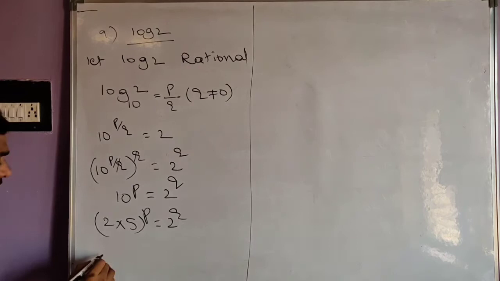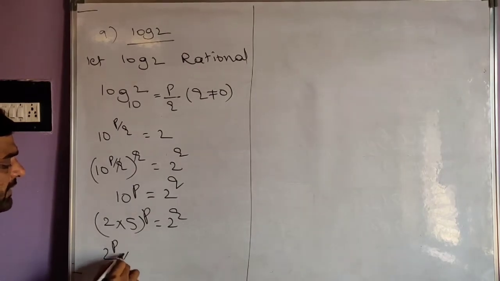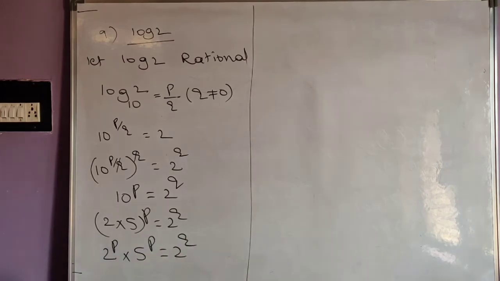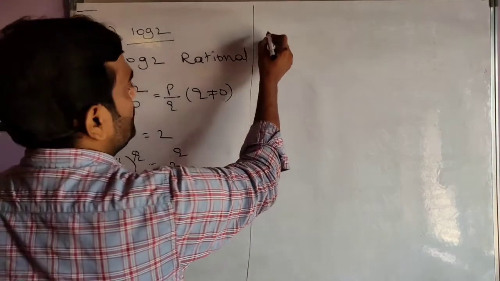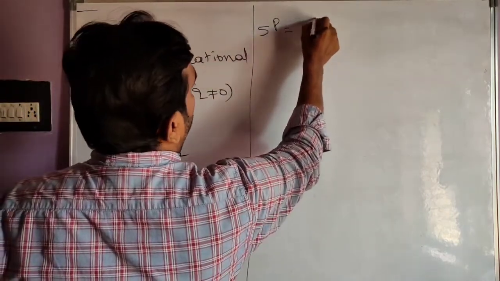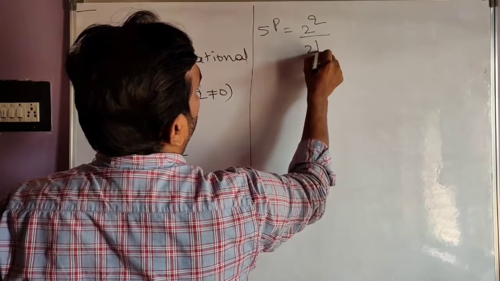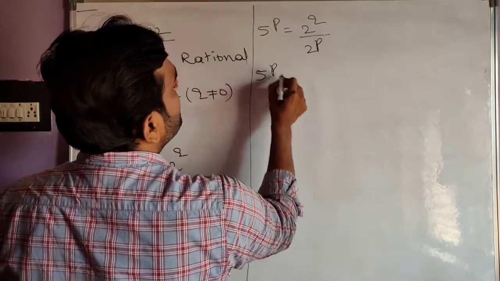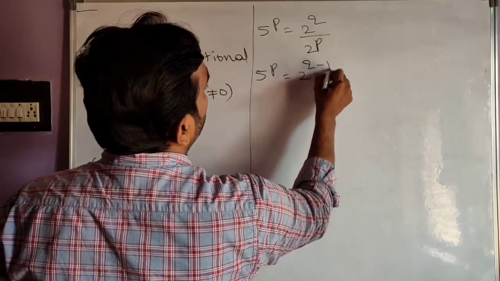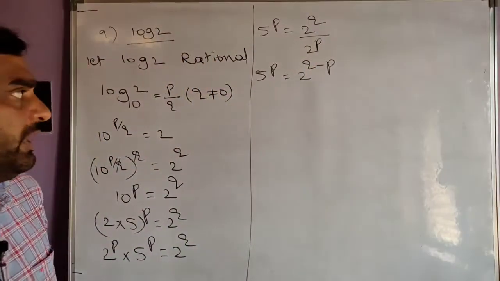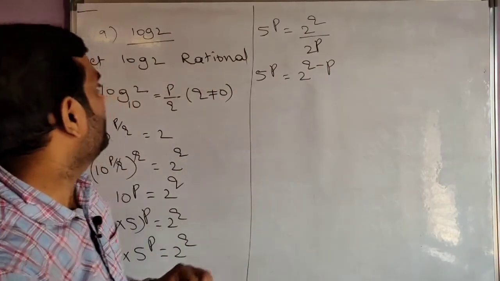Now 2 power p into 5 power p is equal to 2 power q. 2 power p, coming to this side, becomes division. So 5 power p is equal to 2 power q by 2 power p. 5 power p is equal to 2 power (q minus p). Okay? Leave that up to there.